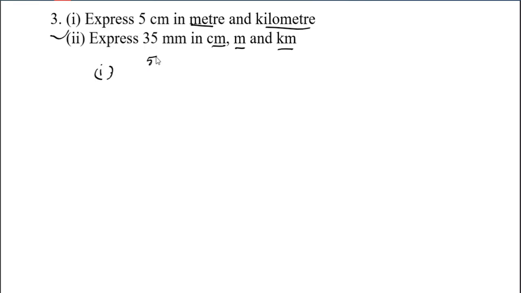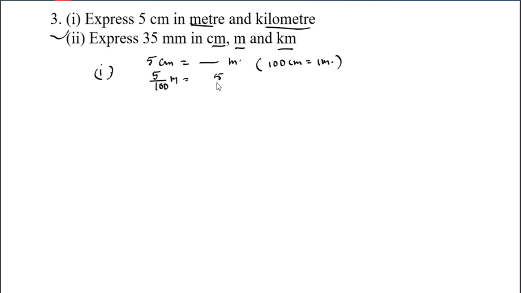So 5 centimeters, what does it mean? 5 centimeters is equal to dash meters. While converting a lower unit into a higher unit, we must know the relation. So 100 centimeters is equal to 1 meter. So to convert lower to higher, you must divide. So 5 centimeters means 5 by 100 meters. To convert lower to higher, we must divide by 100, which is equal to how much?